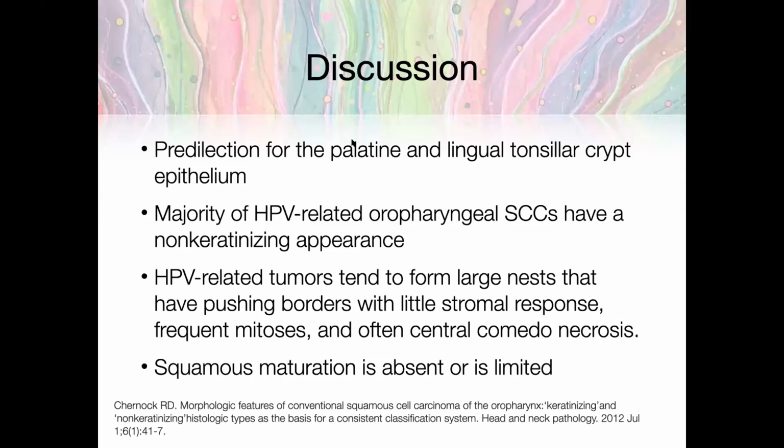And microscopically, HPV-related non-keratinizing tumors tend to form large nests that have pushing borders with little stromal response, frequent mitosis, and often central comedonecrosis. These cells are ovoid to spindle-shaped with indistinct cell borders and have hyperchromatic nuclei that lack prominent nucleoli. Squamous maturation is either absent or is limited.